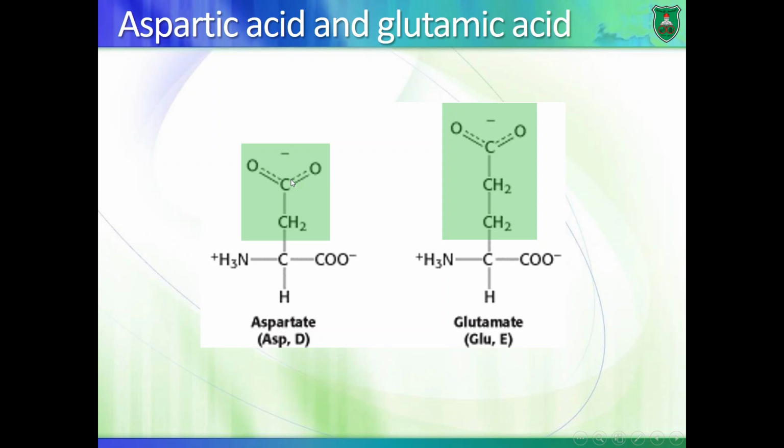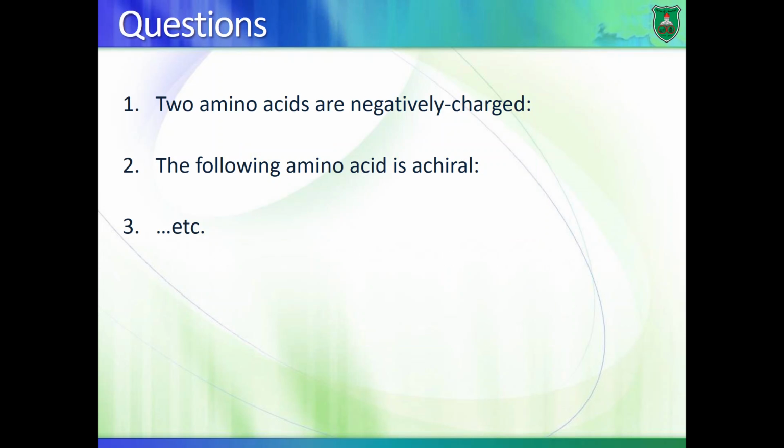So we have 5 charged amino acids. 3 of them are positively charged, including lysine, arginine, and histidine. And we have 2 negatively charged amino acids, and these are aspartic acid and glutamic acid. So questions in the exam can be something similar to: 2 amino acids are negatively charged. The following amino acid is achiral. So we will go over the characteristics of these amino acids in terms of their structure, reactivity, hydrophobicity, and so on.